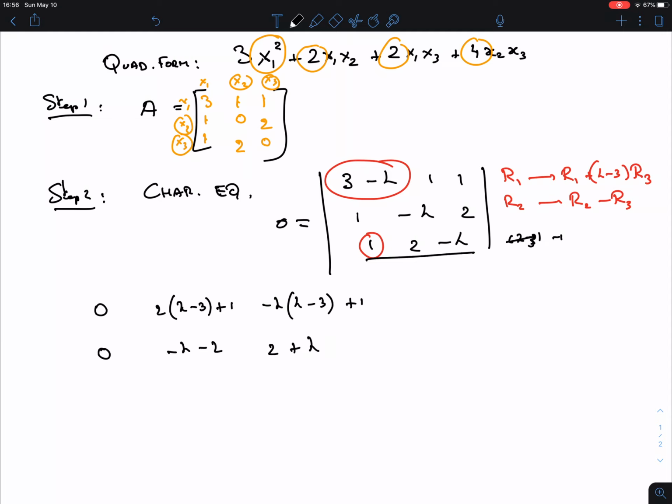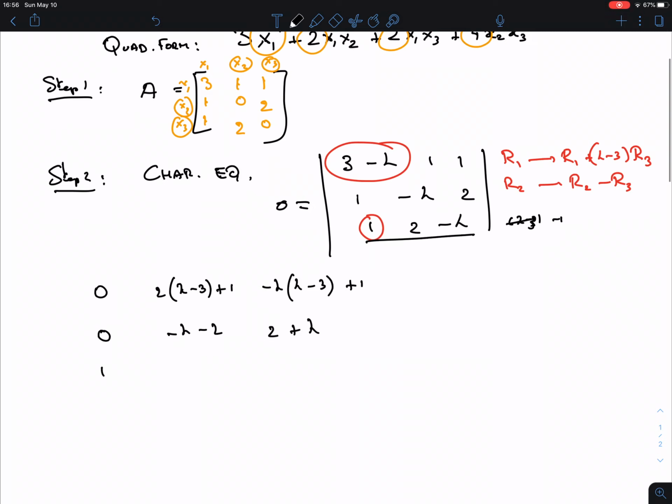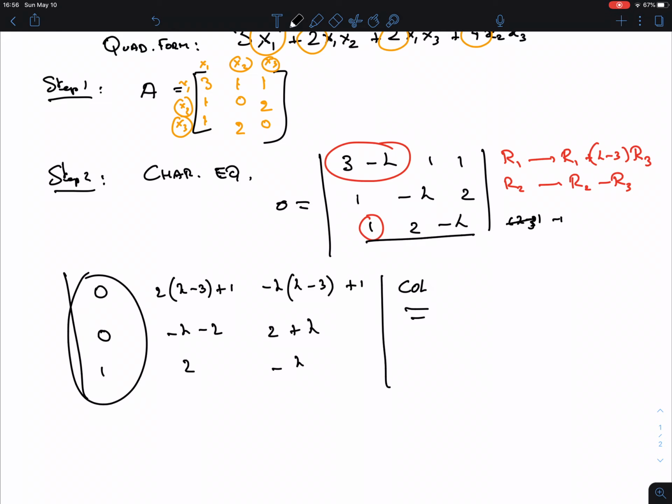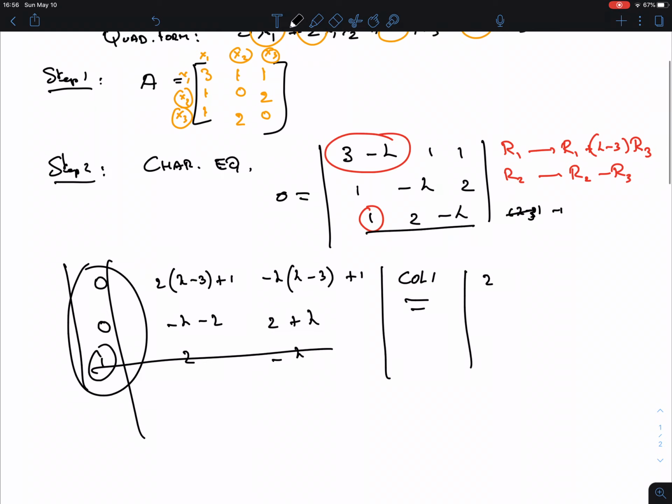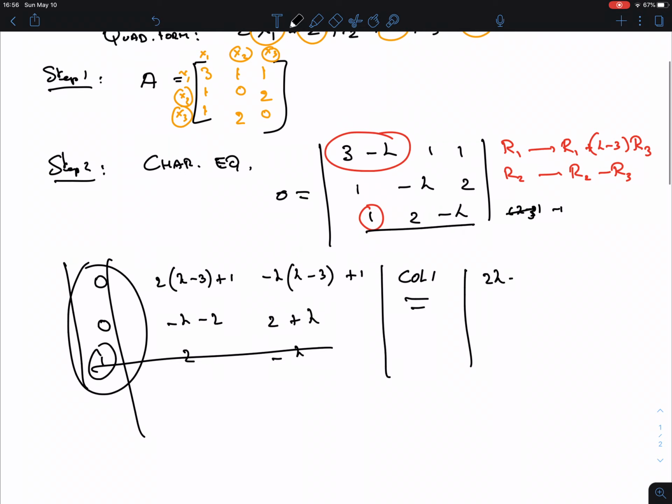Okay, make sure I didn't make a mistake here. Okay, I think I'm right. And then of course we have 1, 2 minus lambda. Now we have these zeros here, so we're going to expand along column 1. That means we're going to have this 1, which I don't need to write, and then the cofactor is 2, well, I could work this out, it's 2 lambda minus 6 plus 1, so minus 5.